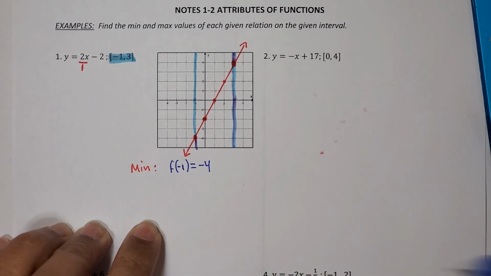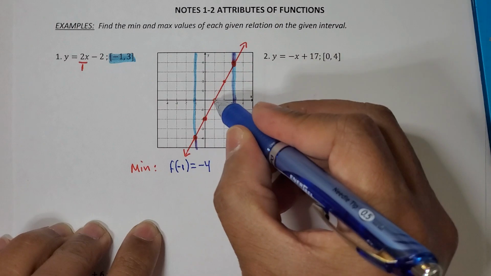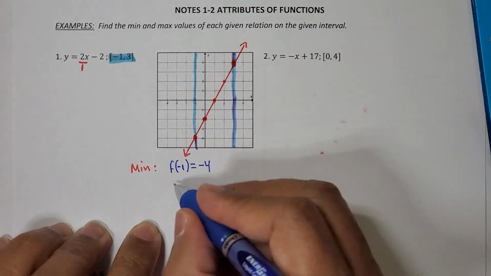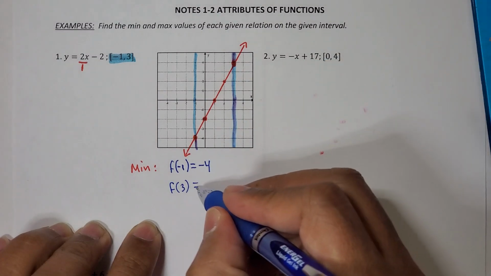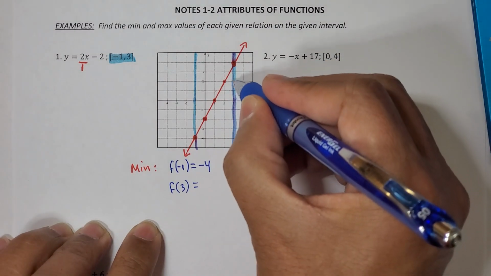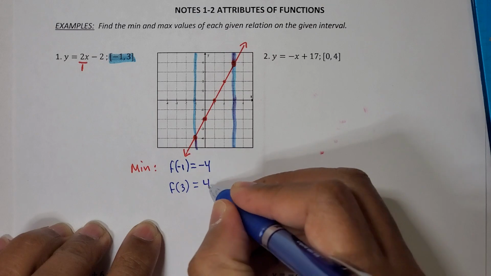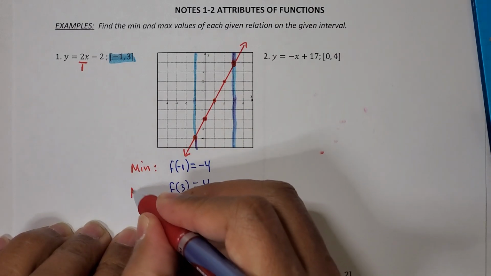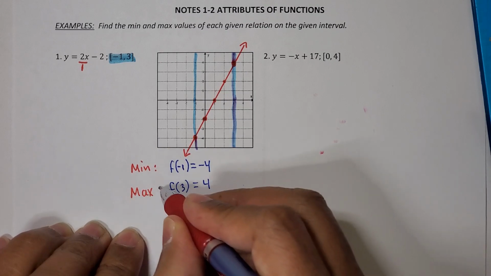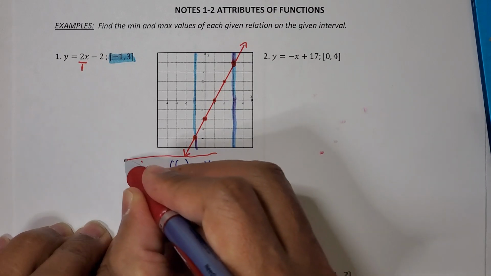Now, what about the max? The max happens here when x is equal to 3. So f of 3, the value of y when x is 3 is 1, 2, 3, 4. So +4. So then my max is this value here. Okay, so this is what they're asking me to do.